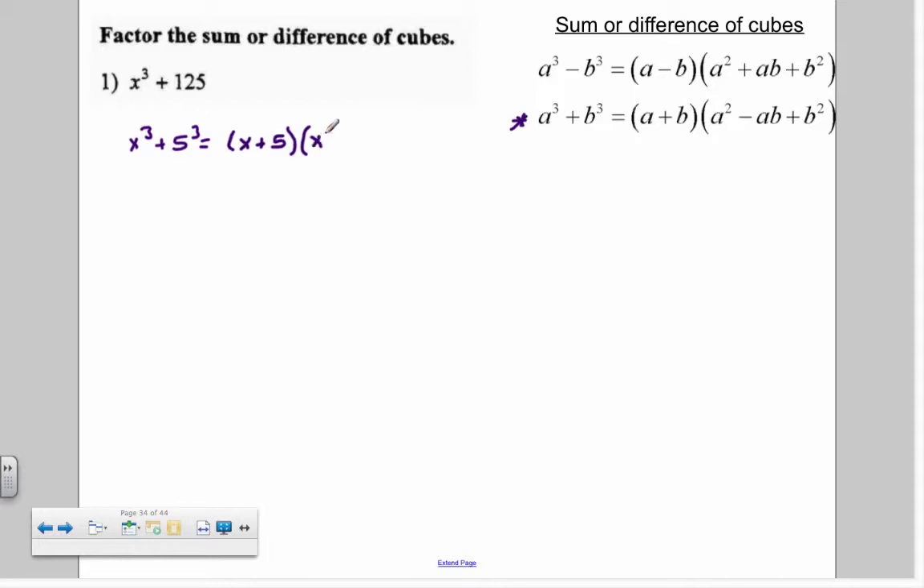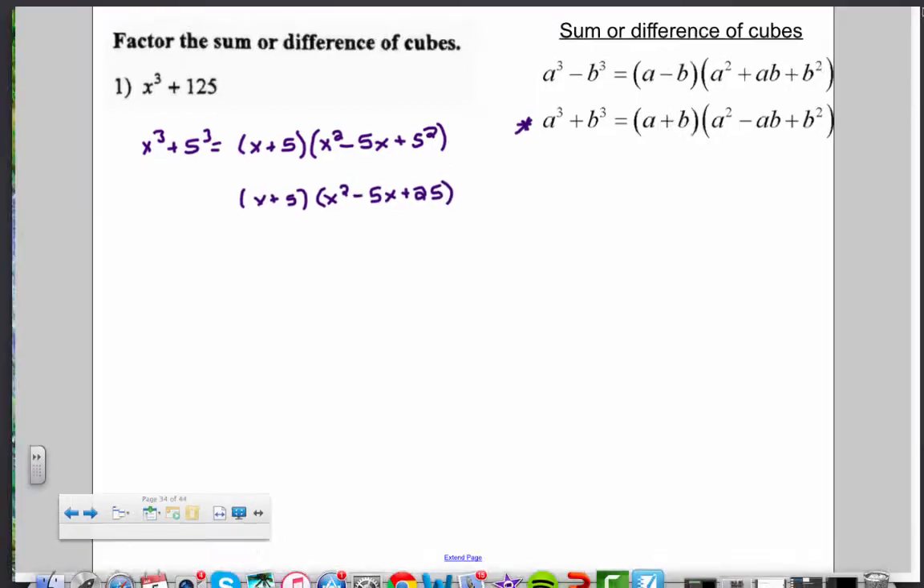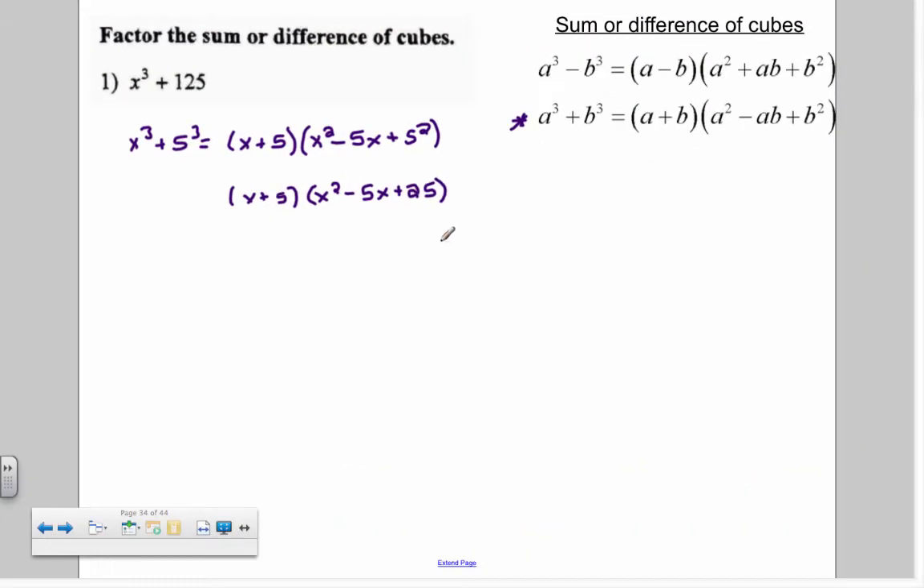times x squared minus, and this is a times b, so I have 5 times x, which is 5x, plus b squared. Well, my b is 5, so I'm going to put that in there, 5 squared. The only thing I have left to do to finish this factoring is to evaluate that 5 squared. I have my x plus 5 in the beginning. That stays the same. Then x squared minus 5x plus 25. So simply by identifying if I have a sum or difference of cubes, and figuring out what my a and b are, I can factor that quite easily.